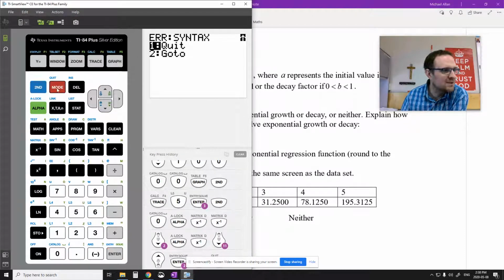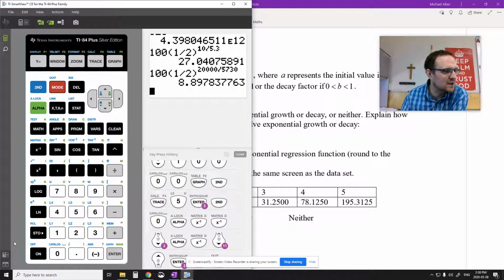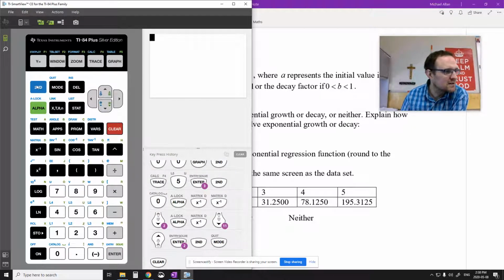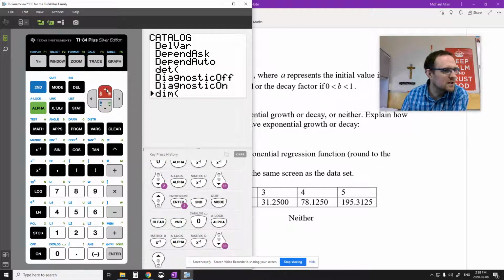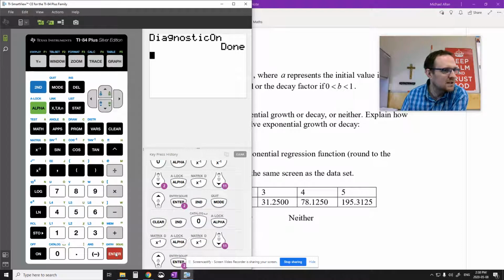Oh, you actually want to quit out of this first. When you do it, you want to do it on the regular screen here. So second catalog, alpha D. Oh, there it is. Okay, we found it. Just took a little bit of time to refresh. Go down to diagnostics on. Hit enter again. It should say done. So that turns on this R square value, which helps us determine, is it a good regression? Now, we're in the exponential, so all we're going to do is just exponential regressions anyway.